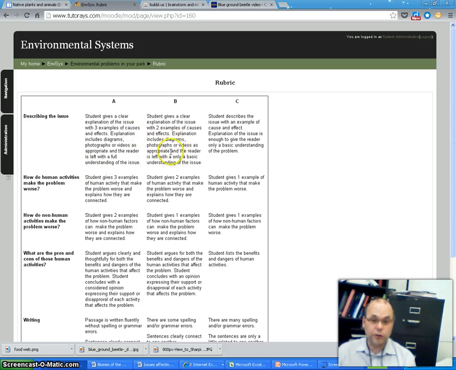Here's what you do for a B. Only 2 examples of causes and effects. You've still got some photos and diagrams and videos, but maybe you haven't explained it so well.